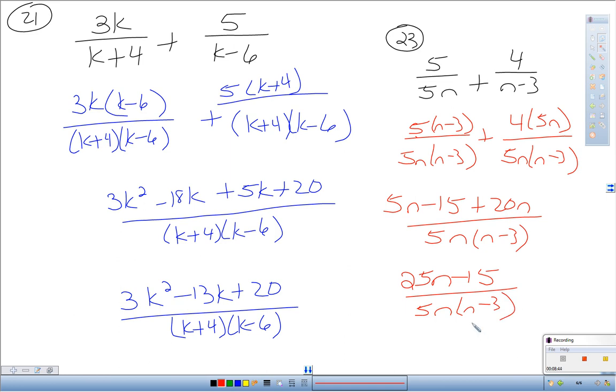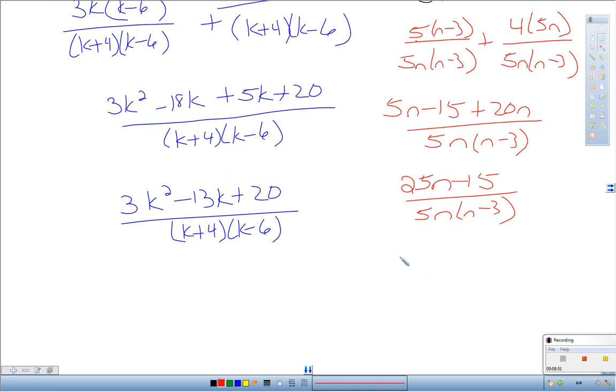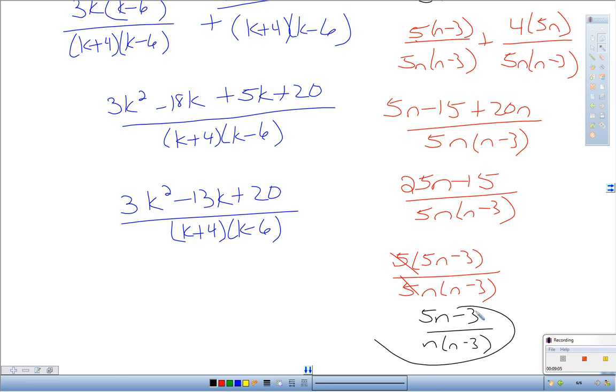And then I notice for 23 that I can reduce. There's a GCF of 5 from the numerator, so that would leave me 5 times 5n minus 3 over 5n times n minus 3. The 5's cross out, so that leaves me my final answer of 5n minus 3 over n times n minus 3.